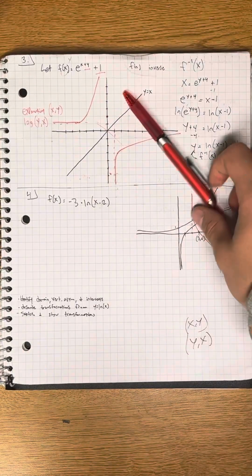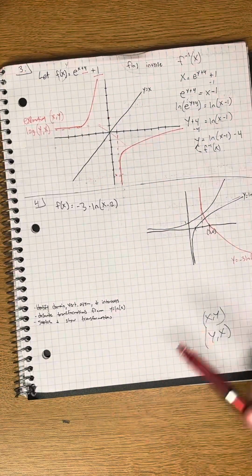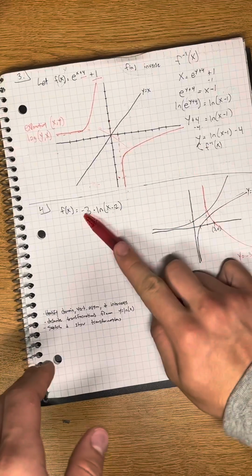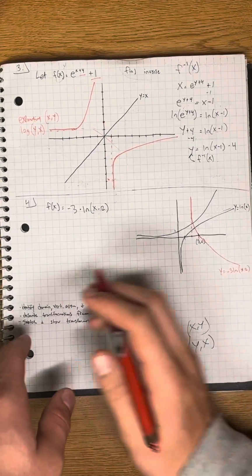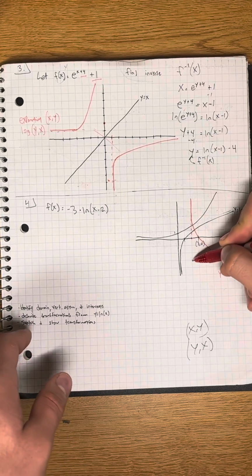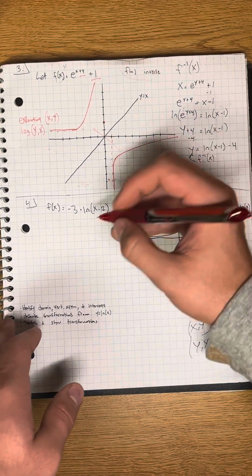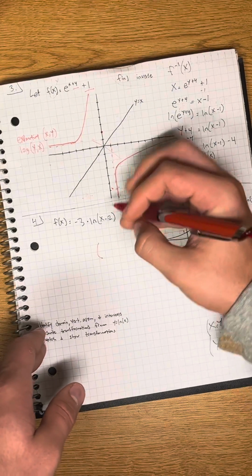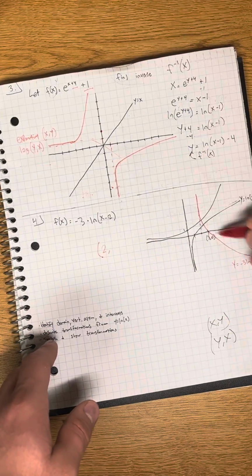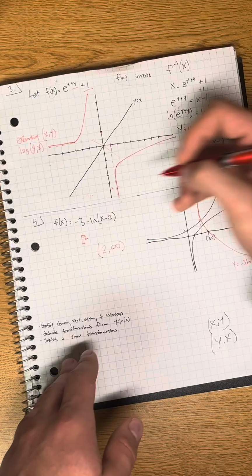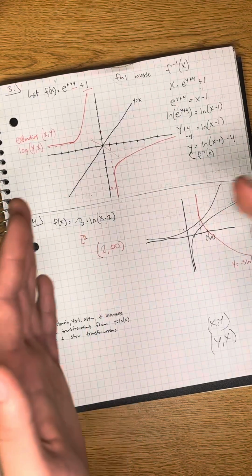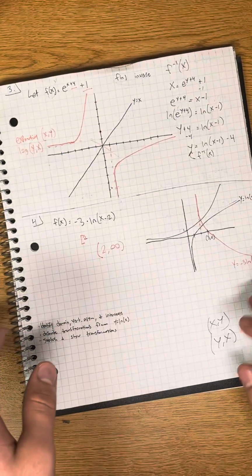And the last couple things we do here, we identify the domain, vertical asymptote, and intercepts of our transformed function. So domain, we can see going from left to right, it starts here at x equals 2. So we have a parentheses of 2, and it goes on and on and on to infinity. So this is our domain. It wouldn't be a bracketed 2 because that would imply it actually hits 2. Because it's an asymptote, it always comes closer and closer, but it never hits 2.